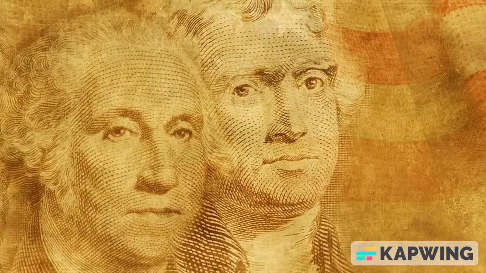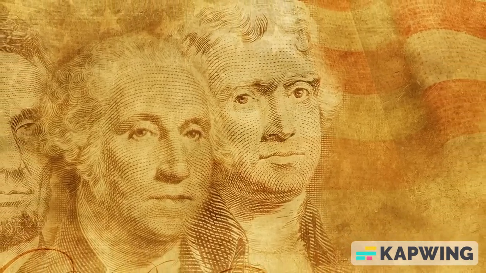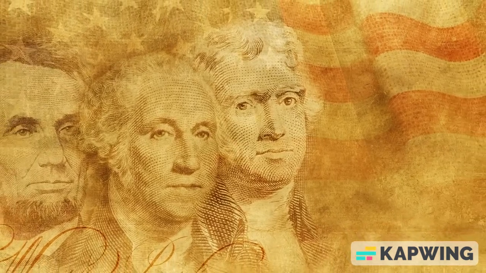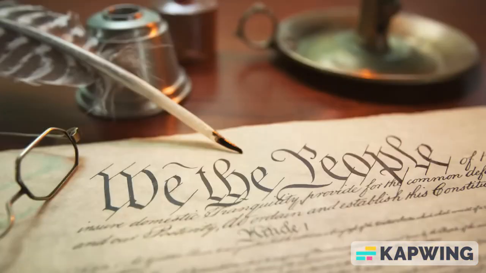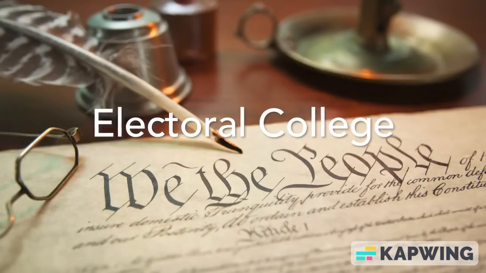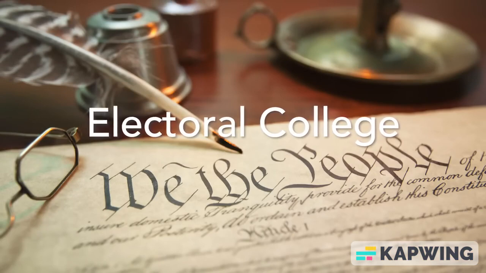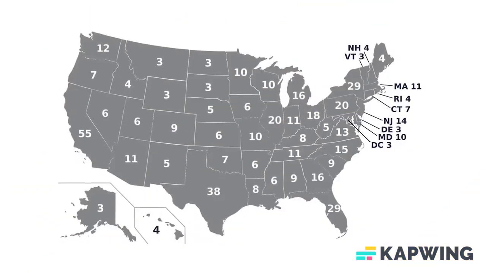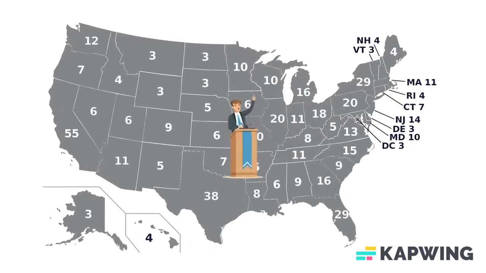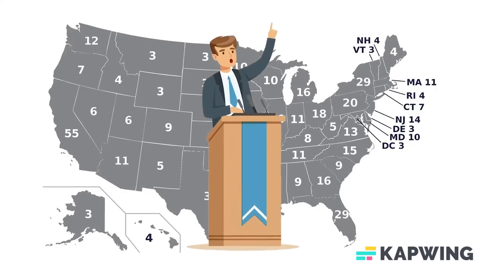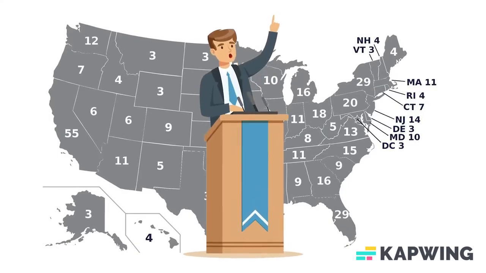Here's what happened. When the Founding Fathers wrote the Constitution, which is the document that outlines how the United States would be run, they established something called the Electoral College to determine who becomes president. It works like this. Each state has a certain number of electoral votes. When a person running for president wins that state, they receive the state's electoral votes.